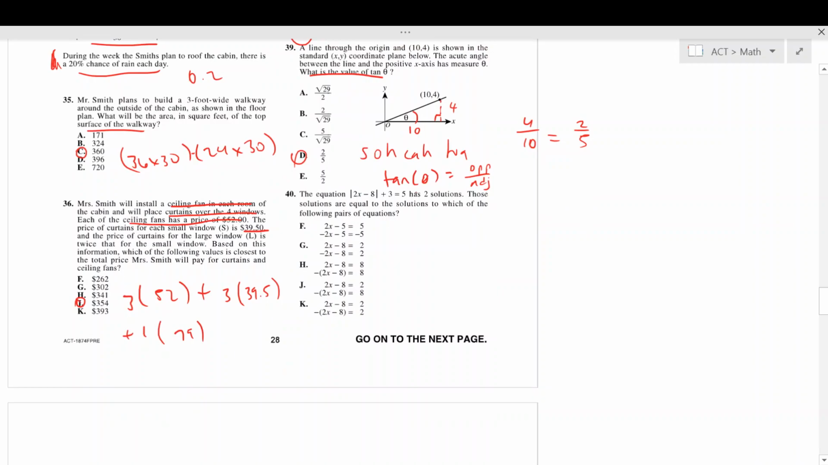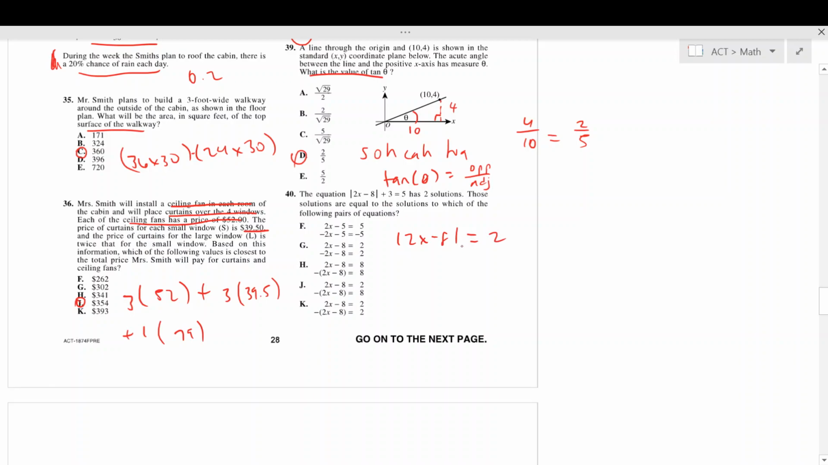This equation has two solutions, and the solutions are equal to the solutions of which answer choice? So for an absolute value equation or inequality, let's isolate the absolute value first. So absolute value of 2x minus 8 is equal to minus 3 on both sides. It's equal to 2. So let's think about it.